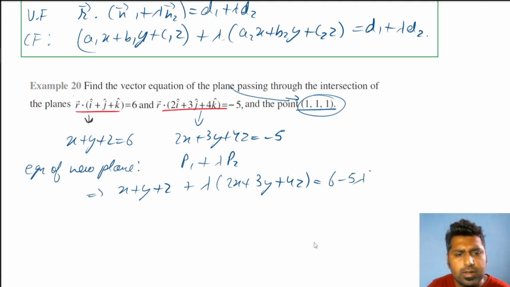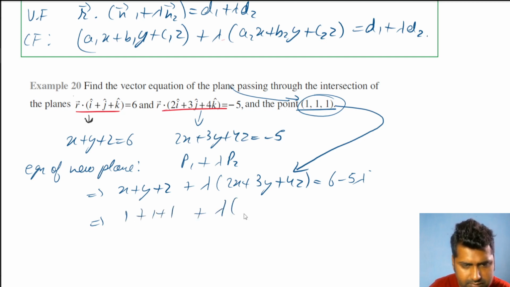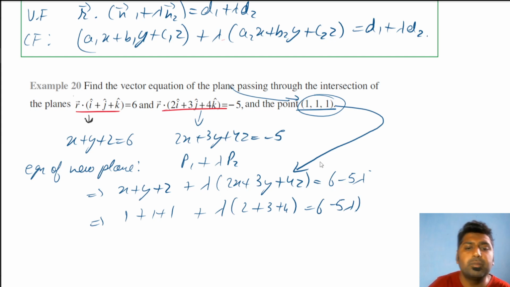Okay, that's the new equation of the plane, and the question is saying that this point is lying on this plane. That means the point must satisfy this equation. I can put x, y, z as 1, 1, 1. So 1 plus 1 plus 1 plus lambda times 2 plus 3 plus 4 is equal to 6 minus 5 lambda. This will give me the value of lambda. The moment I get it, I'll put it in the new equation and get the required equation of the plane.